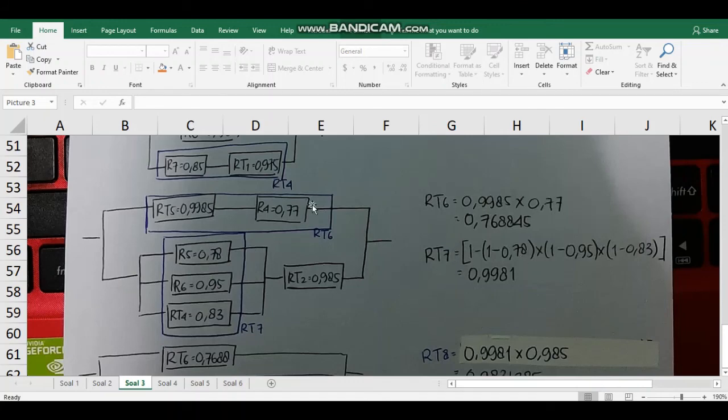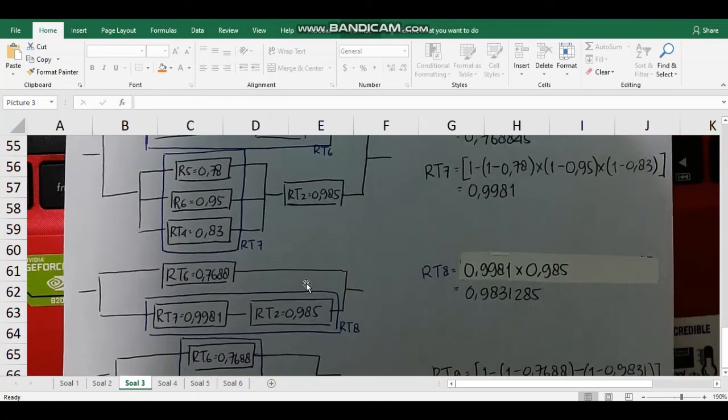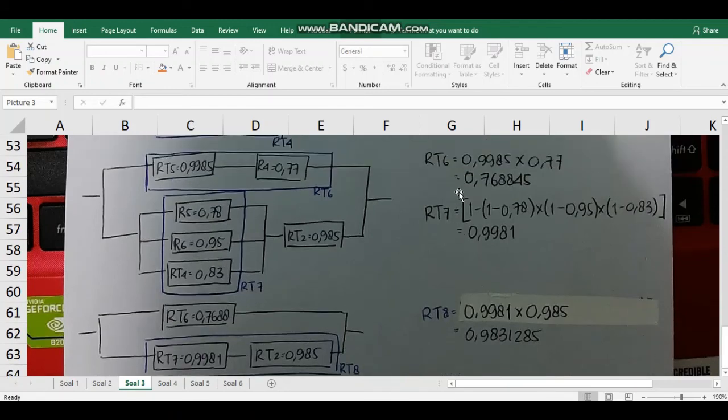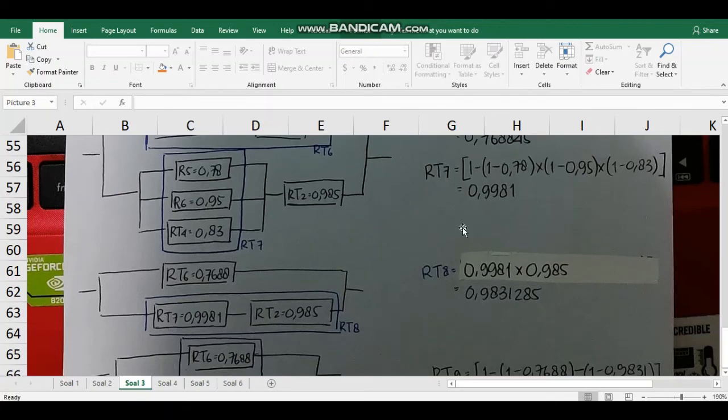Okay, so we finally combined RT5 with R4, and they become one, and these three also become one. So the form of the system becomes like this. This is the RT6 that we counted here, and this is the RT7 that we counted here. As you can see, we still have two kinds of forms: this is parallel and this is series. So we have to work on series first. RT7 with RT2, we have to combine the two of them.